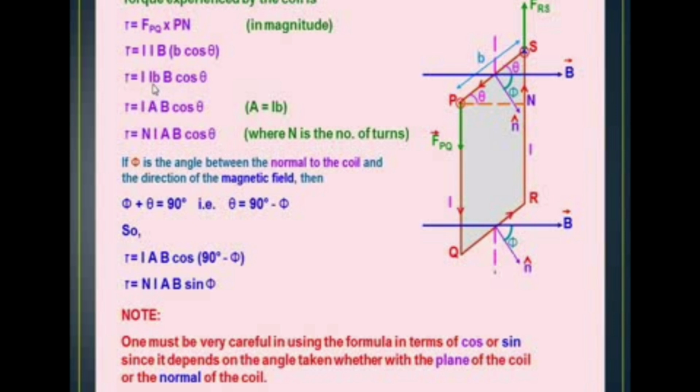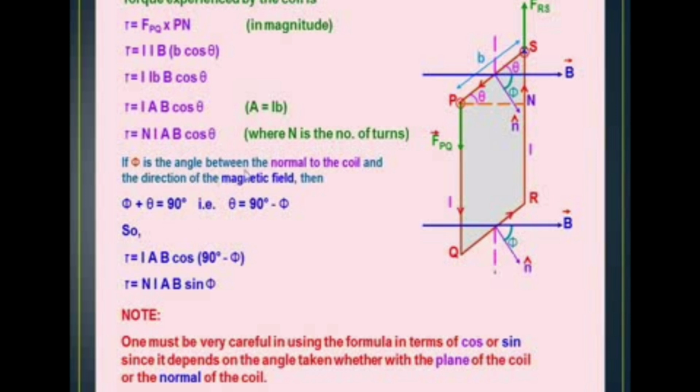So here, length into breadth. What is length into breadth? It is the area of the rectangle. Length is this side and breadth is this side. Length into breadth will give the area of the rectangle. So L into B we can write as A, that is area. So here torque tau is equal to NBIA cos theta, where N is the number of turns. Here we are taking only one turn. Suppose there are N number of turns, then torque tau is equal to NBIA cos theta.